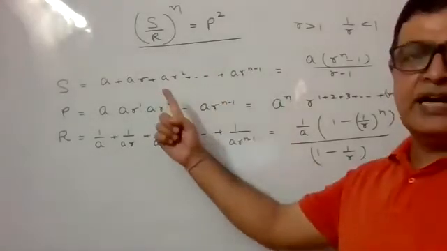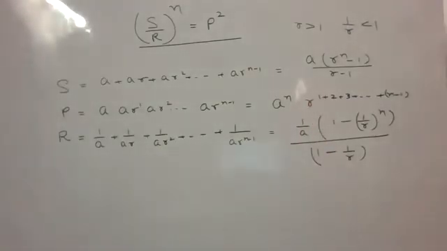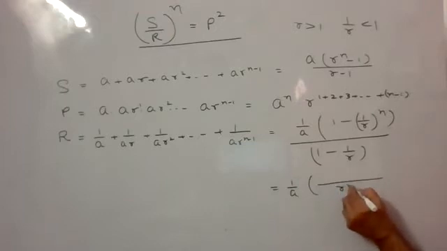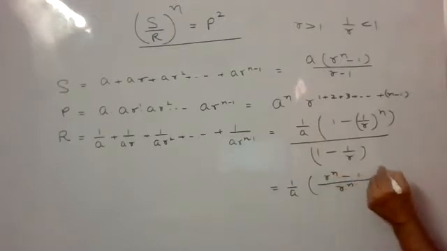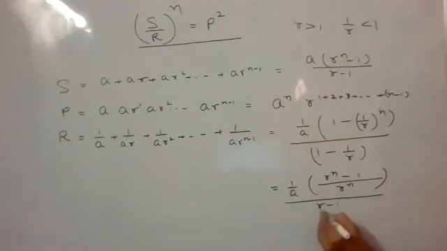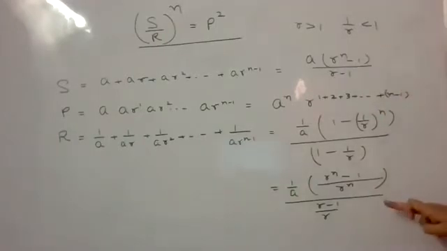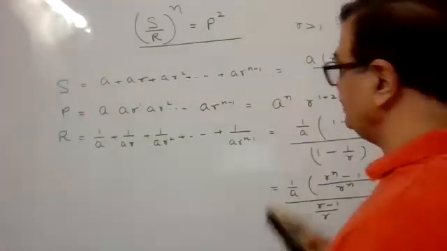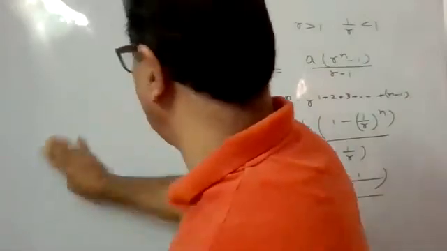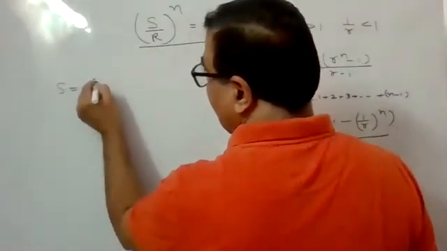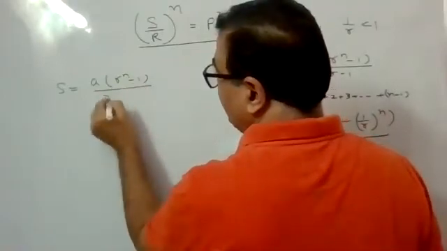So I got the value of S, I got the value of P, I got the value of R only. इसको भी आप solve कर लो. 1 by A, R power n is our LCM, so it will be R power n minus 1. This will come R minus 1 by R. So I got the value of S, I got the value of P, I got the value of R. Okay, further simplification. S में तो कोई simplification नहीं है. S we will write as A R power n minus 1 by R minus 1.